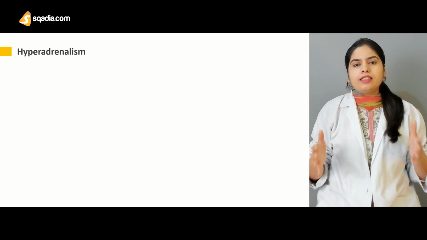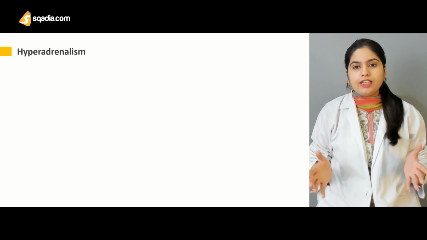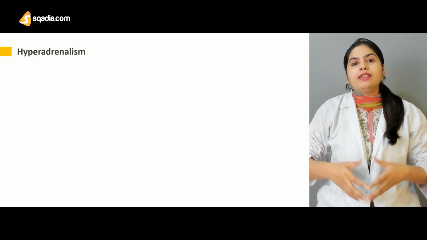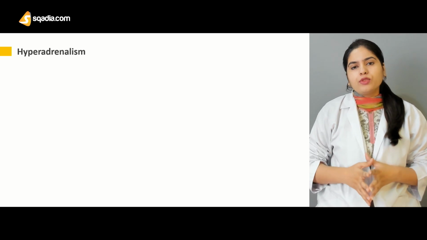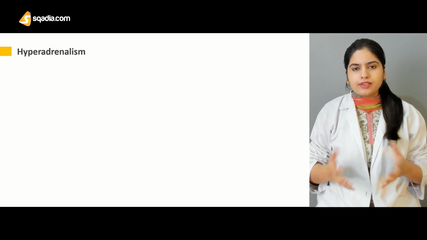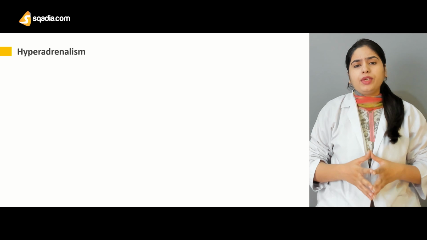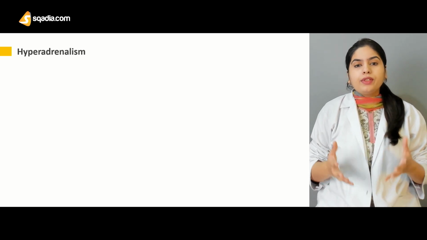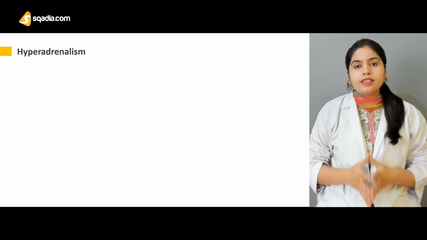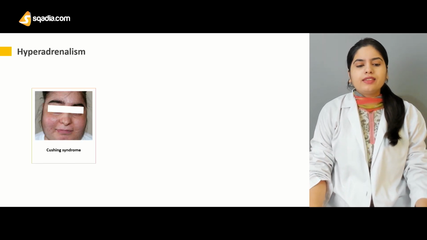Here in this lecture, we are going to study the diseases that are due to the hormones released by the adrenal cortex. That's why we are saying that we are going to study hyperadrenalism. Now, there are three main diseases in this category. The first one is Cushing syndrome.